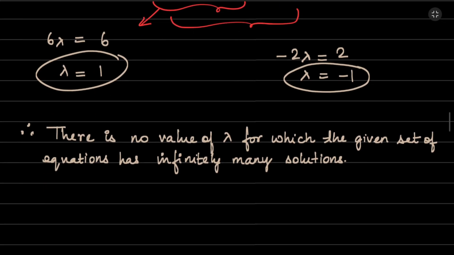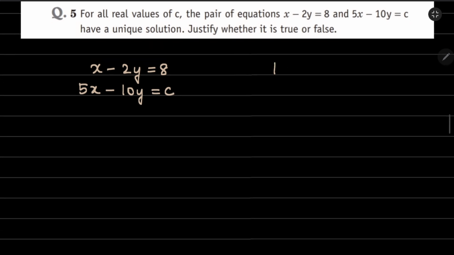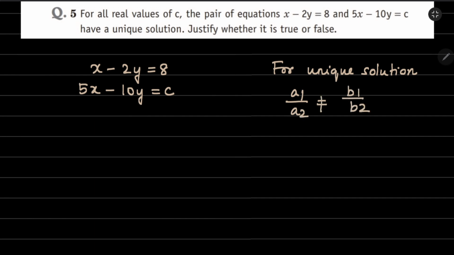Let's move on to the fifth one. For all real values of C, you are given a pair of equations, say x minus 2y equal to 8 and 5x minus 10y equal to C, have unique solution. So what is the condition for unique solution? It is a1 by a2 should not be equal to b1 by b2. This is the condition. You have to find for all real values of C, the pair of equations have a unique solution. Justify whether it's true or false.